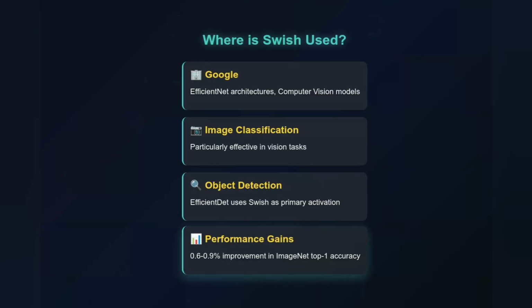You might be wondering, who's actually using Swish in practice? Google uses Swish in many of their computer vision models, especially in EfficientNet architectures. Image classification? Swish has shown particularly good results in vision tasks. Natural language processing? Some transformer models have experimented with Swish variants. Object detection? Models like EfficientDet use Swish as their primary activation function. In Google's experiments, Swish improved top 1 accuracy by 0.6 to 0.9% on ImageNet, which might not sound like much, but in the world of deep learning, that's significant.